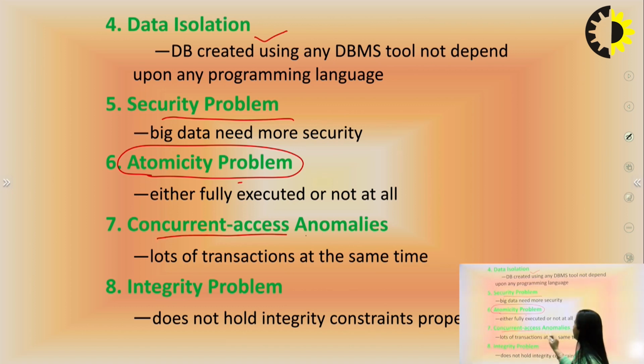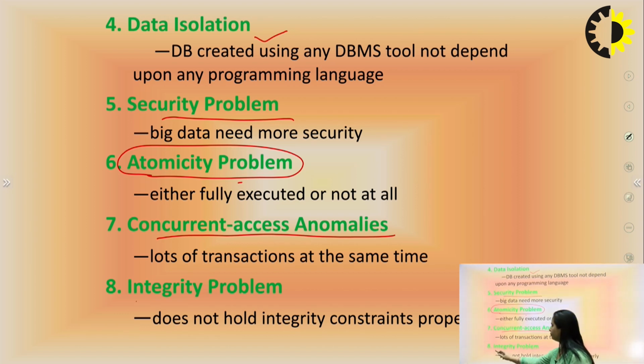Next is concurrent access anomalies. A lot of transactions at the same time is known as concurrent access anomalies. Suppose we have SBI Bank ATMs in different cities, like Delhi, MP, Mumbai. At a time, a lot of customers can access SBI ATMs at the very same time and transactions happen concurrently. This is known as concurrent access anomalies.